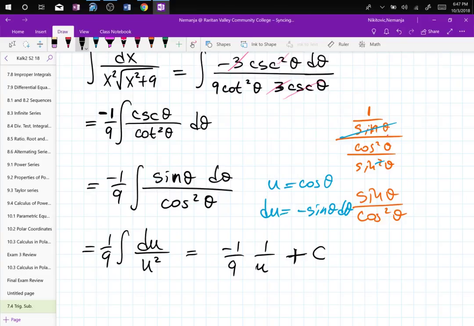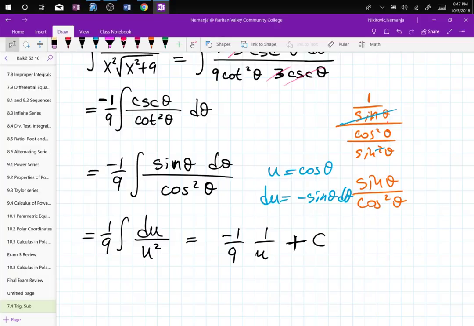Now the famous sentence is, I don't care about u, I care about the x, right? Because we started with the x variable, and now we have a u variable, so it's not good to keep it that way. We have to go back to the x variable. So we convert u back into trig, then we use the triangle to go back to x, and we're done.